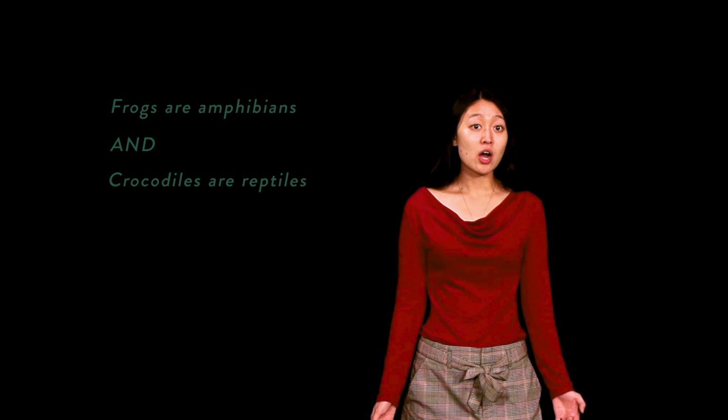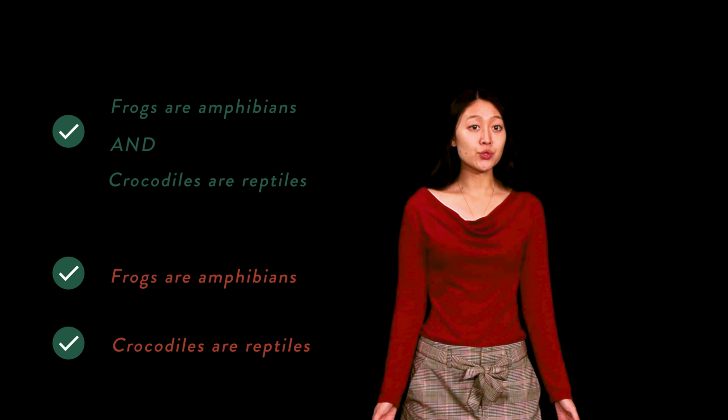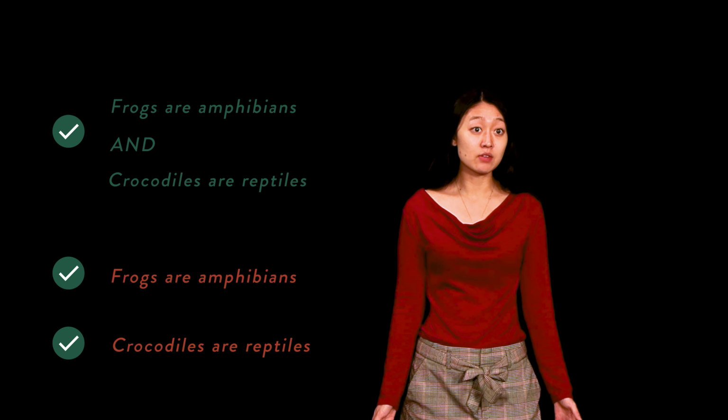From our section above, let's look at the compound proposition, "Frogs are amphibians and crocodiles are reptiles," and try to piece together its truth value. This will be true because both subpropositions themselves are true.